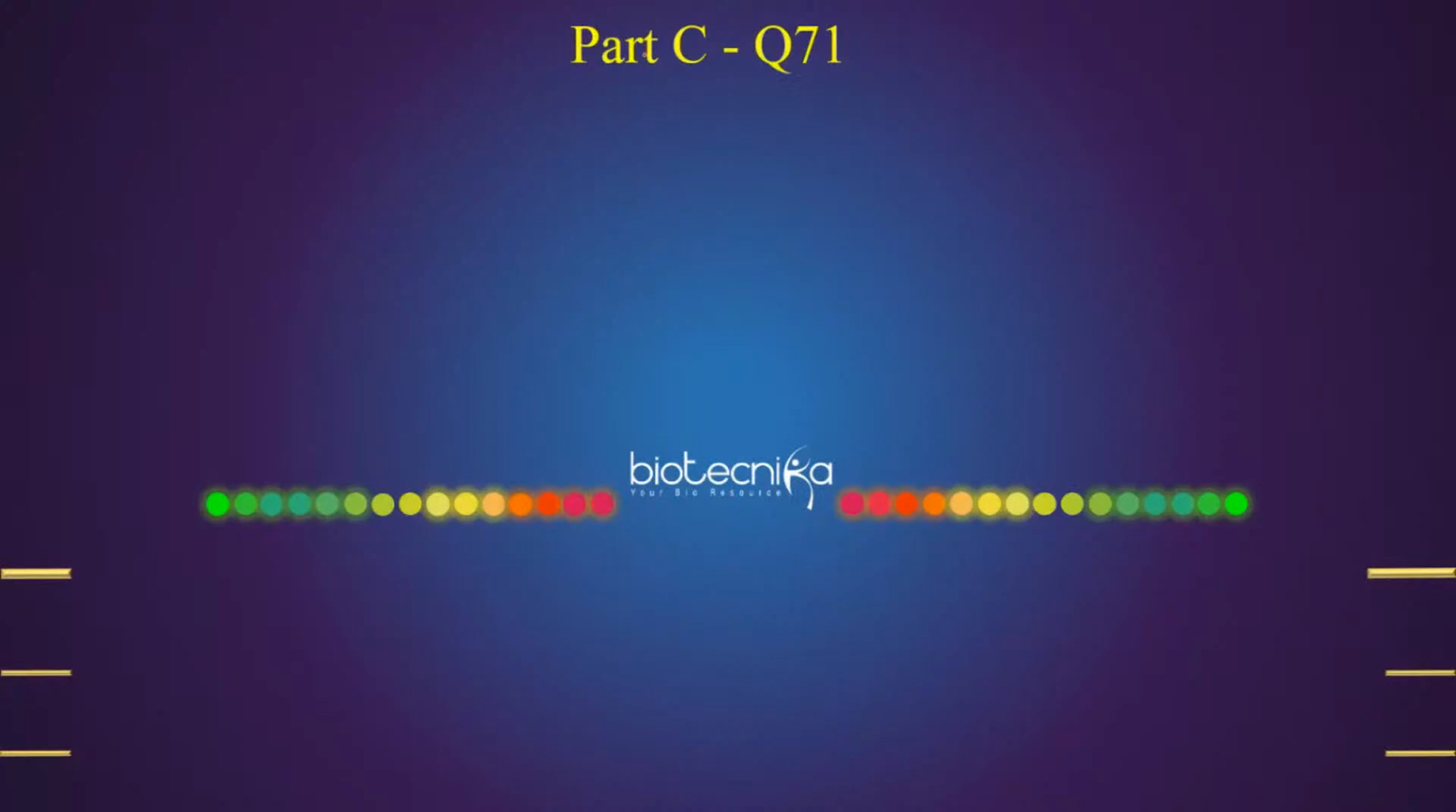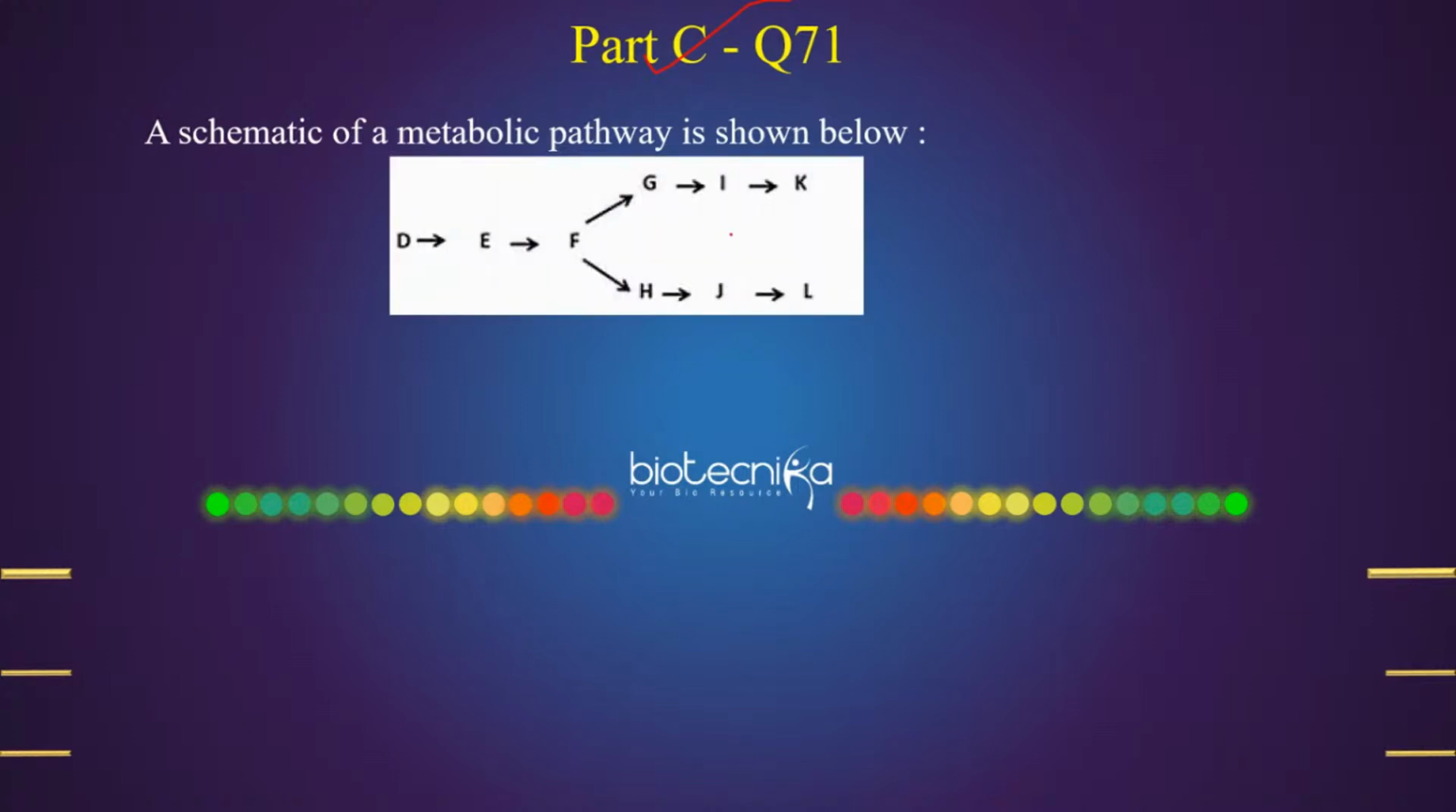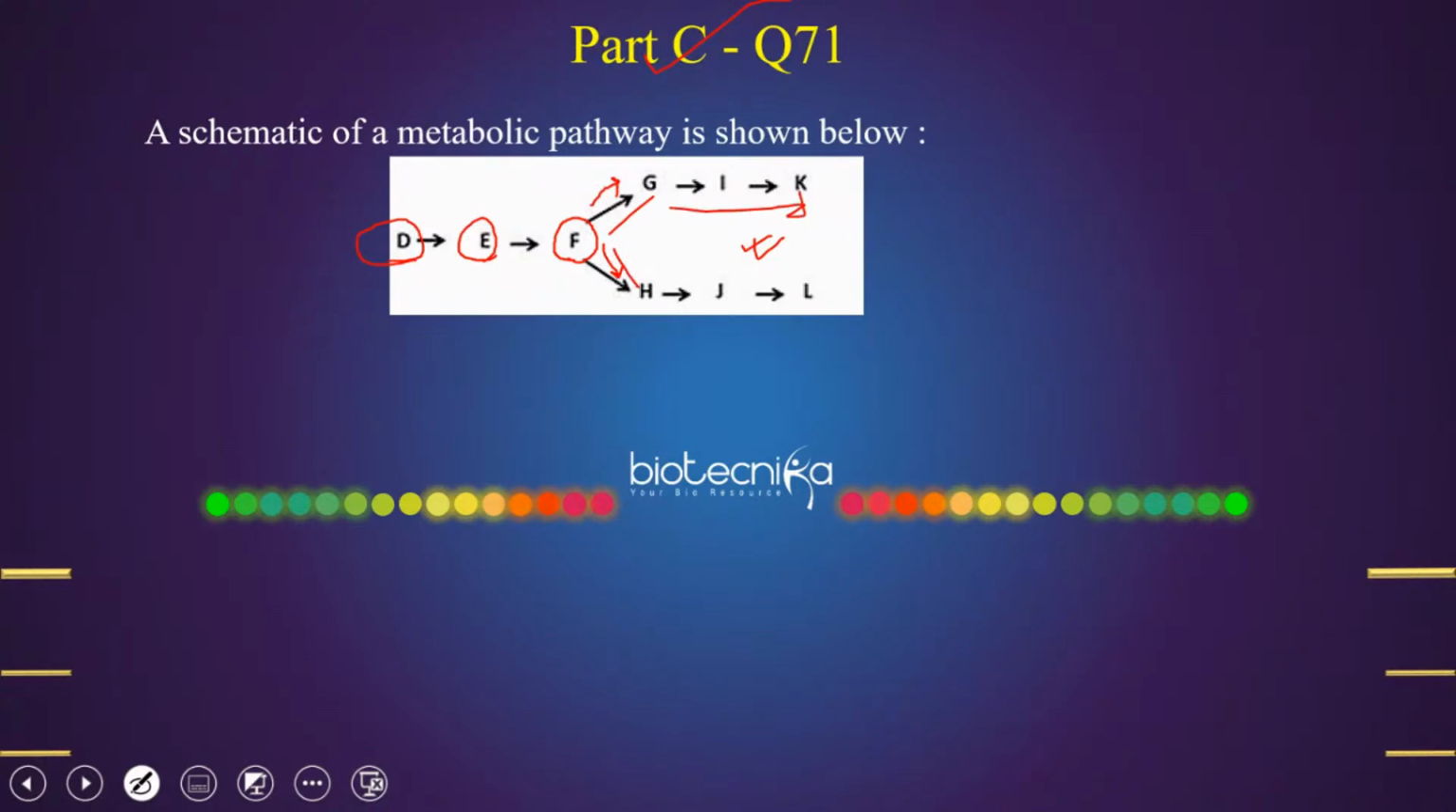Okay. So let's start off with our part C questions. This is from shift 1. The first part C question: a schematic of the metabolic pathway is shown below. So this is the schematic they have given. There is some molecule D, it's converted to E, and then into F. F is going to G and H. That means F is the precursor for both G and H. Those are separate pathways. G is going to K and H is going to L.